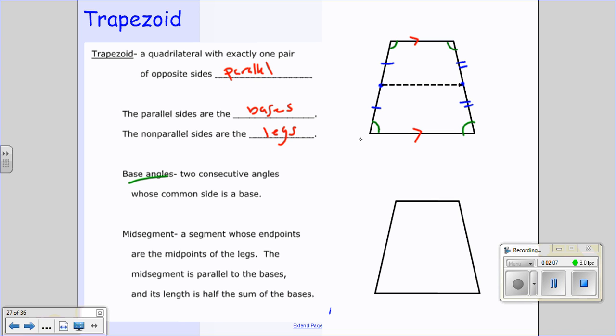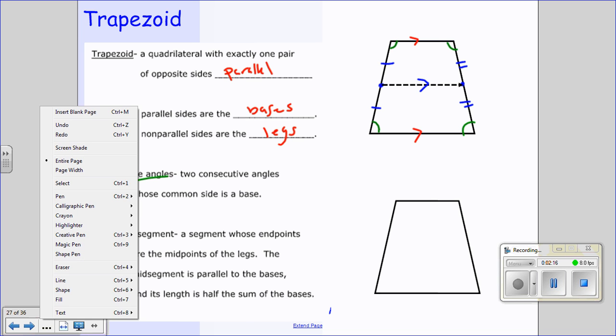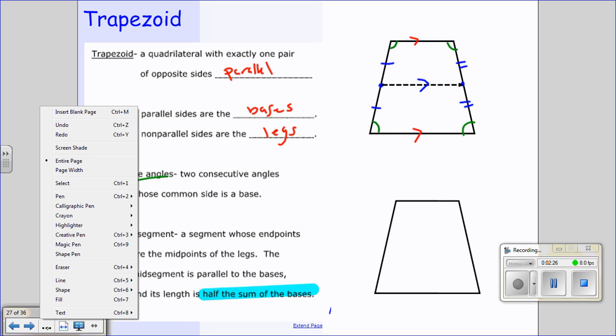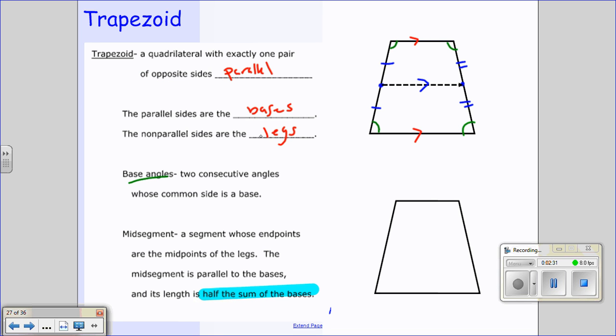The mid segment is parallel to the bases, and its length is half the sum of the bases. So what that means is I should be able to take, let's say this is B1, base 1, and this is base 2. So I would take 1/2 of base 1 plus base 2, and that would give you the length of the mid segment.